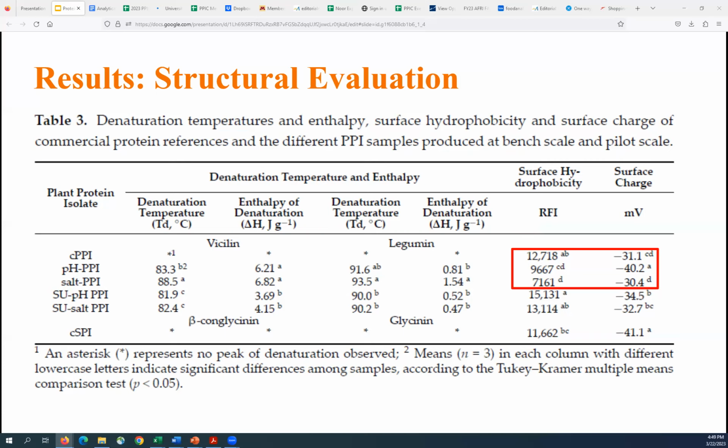And now we're going to look at our surface charge. So there is a significant difference between the surface charge of the pH and the salt extract, with the salt extract having a less negative surface charge. So these differences may be due to protein composition. And as I mentioned in that SDS slide before, we have the presence of those albumin proteins in the salt extract. So that would contribute to that.